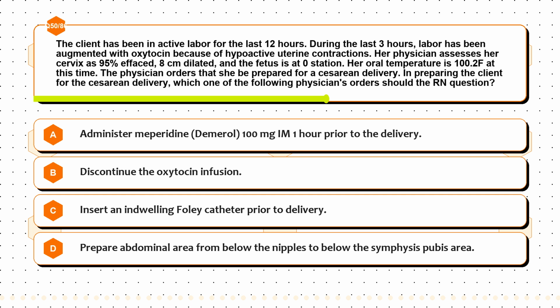Here are the options. Option A. Administer meperidine (Demerol) 100 mg IM 1 hour prior to the delivery. Option B. Discontinue the oxytocin infusion. Option C. Insert an indwelling Foley catheter prior to delivery. Option D. Prepare abdominal area from below the nipples to below the symphysis pubis area.